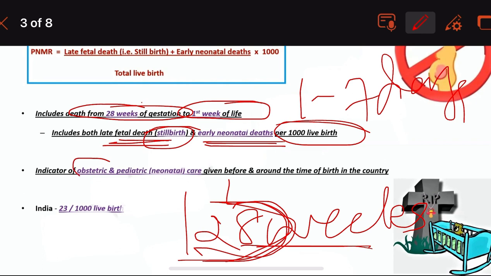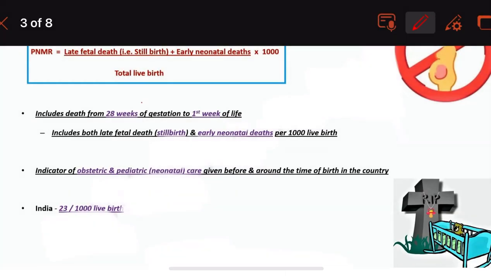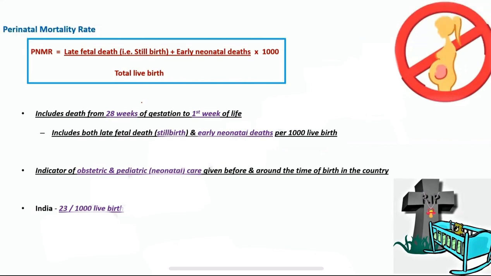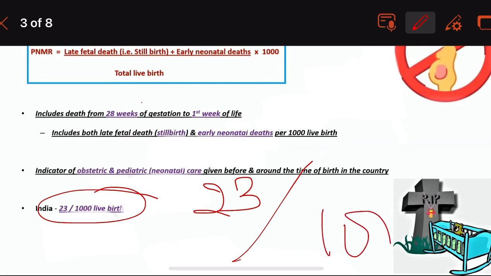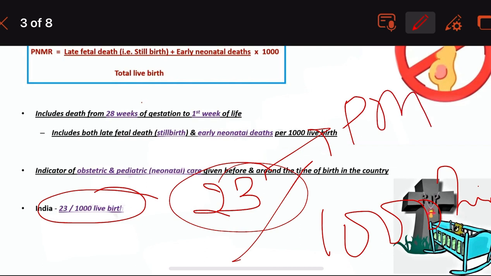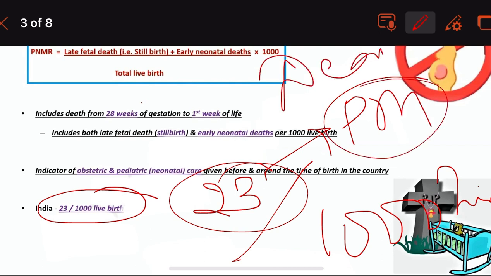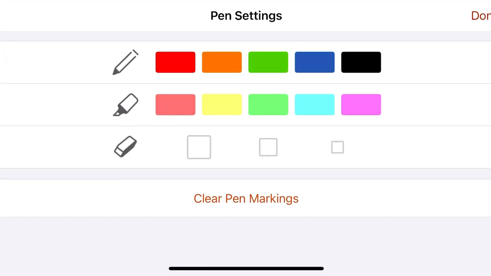It is also an indicator of obstetric and pediatric care. Under the pediatrics, we have neonatal care, which is given before and around the time of birth in the country. It is an indicator of what level of care was given. And in India, 23 out of 1,000 live births are perinatal mortalities. That is, the death is occurring as the stillbirth plus the early neonatal death.